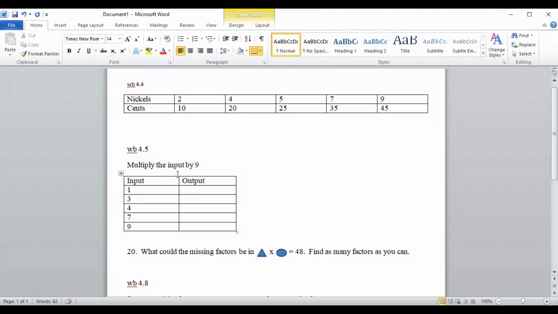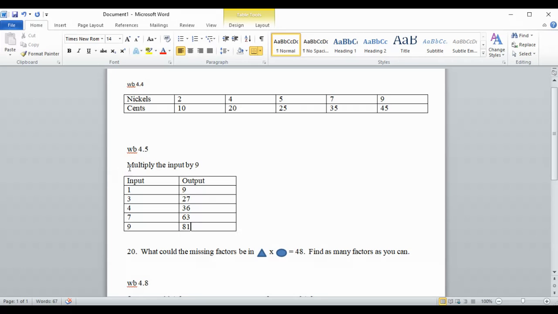So you'll say 1 times 9 would give you 9. And the next one, you multiply 3 times 9 and you get 27. And 4 times 9 is 36. And 7 times 9 is 63. And 9 times 9 is 81. So that's how you do those.